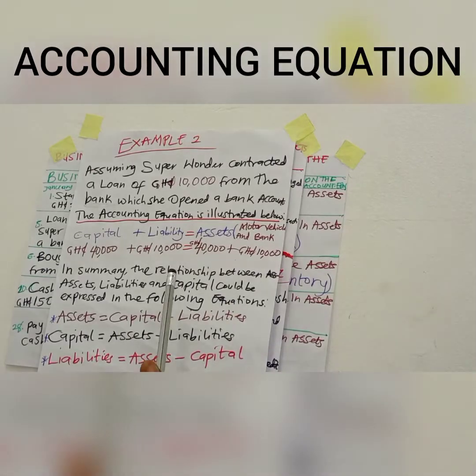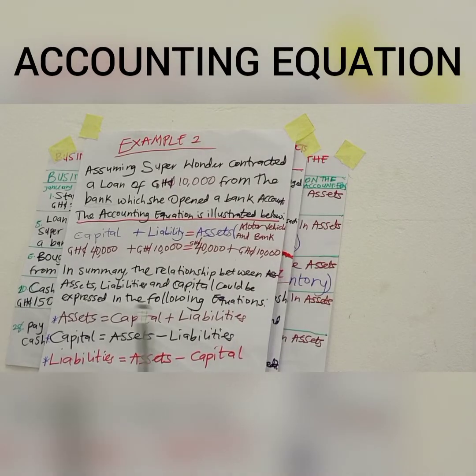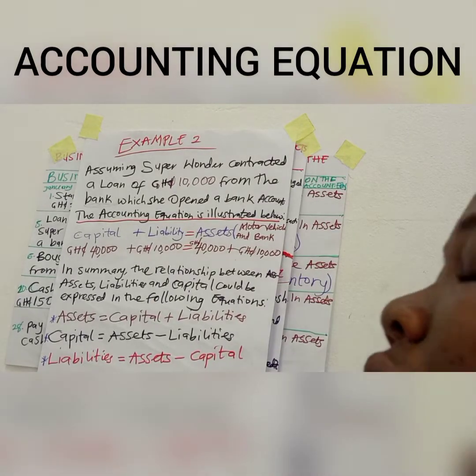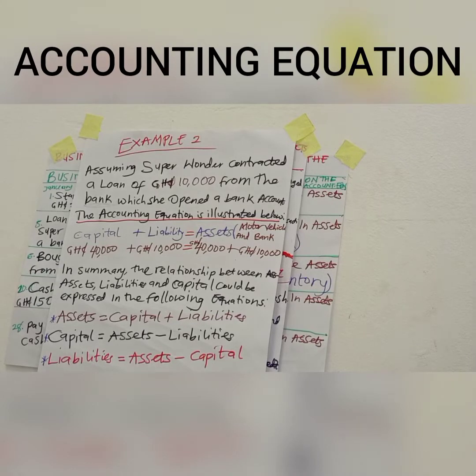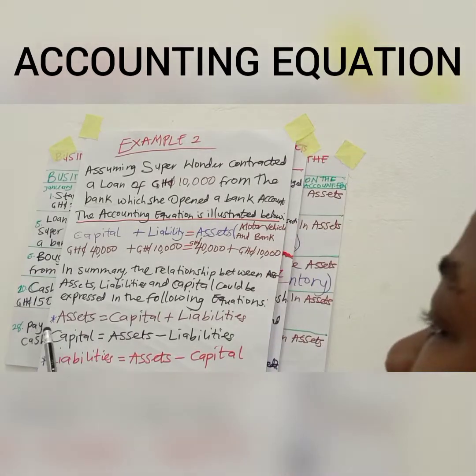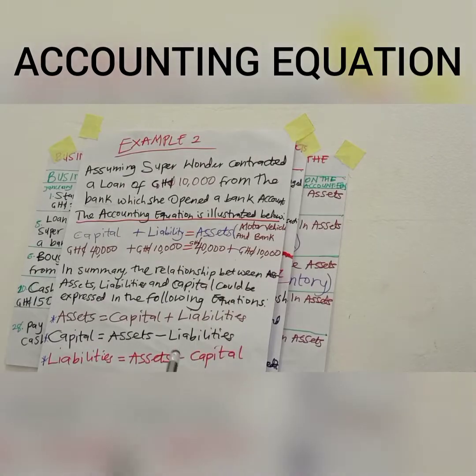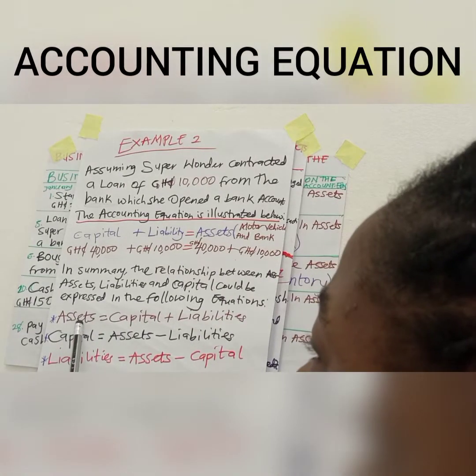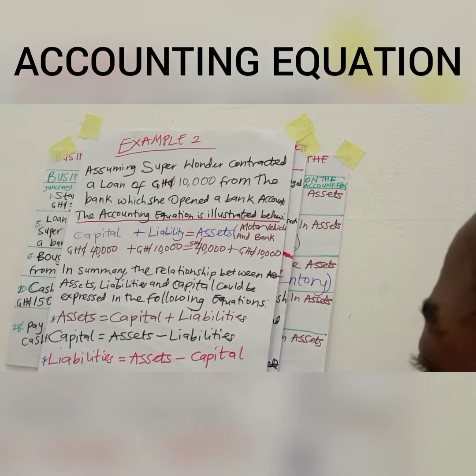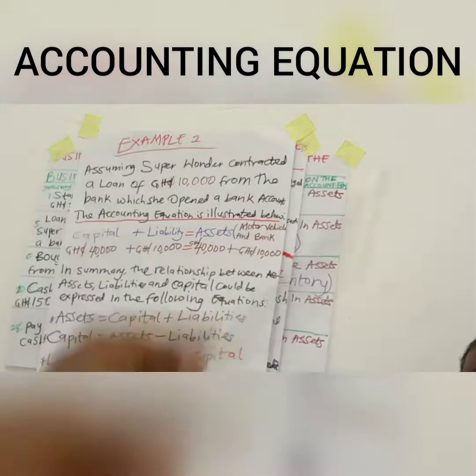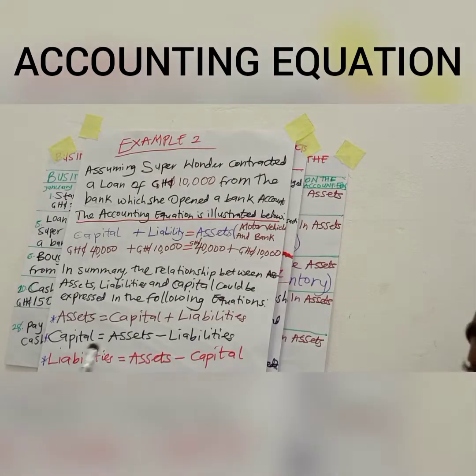So in summary, the relationship between the assets, liabilities, and the capital could be expressed in the following way. The basic one we know is what? Asset is equal to capital plus liability. So let's explain. Now we will use a change of subject here. We are coming to do math here. So please watch here. Asset is equal to what? Capital plus liabilities. So when we want to find capital, what do we do? We will now do a change of subject.